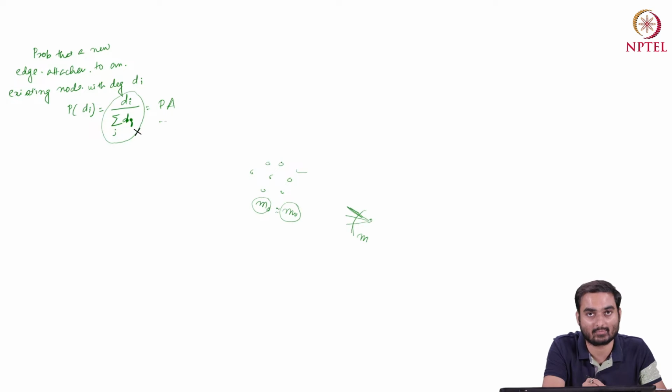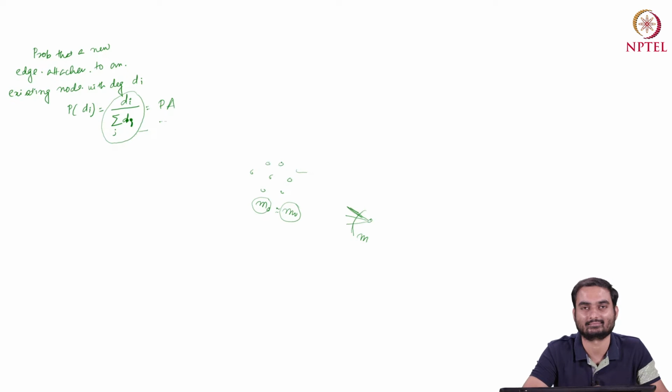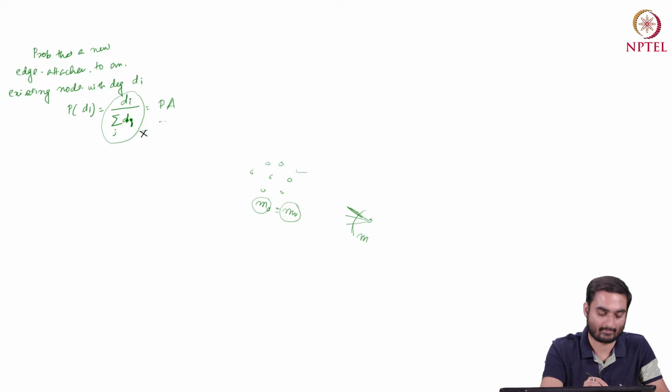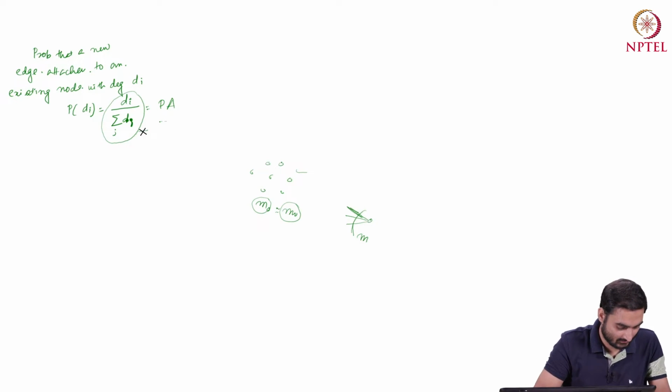Remember one thing, this is a probability, meaning that it is not always the case that you will choose a node with high degree, right? With high probability you choose a node with high degree, but also there is non-negligible probability by which you basically choose a node with low degree. Otherwise low degree will never grow, right? So this is a probability, okay? It's a probabilistic model. So this is the setting.